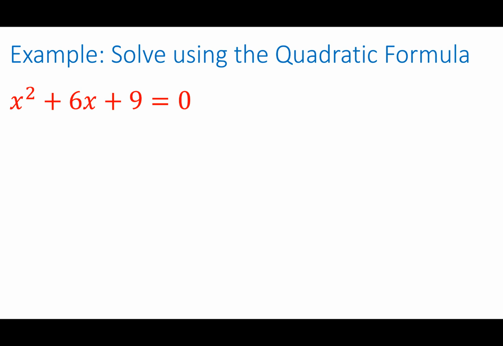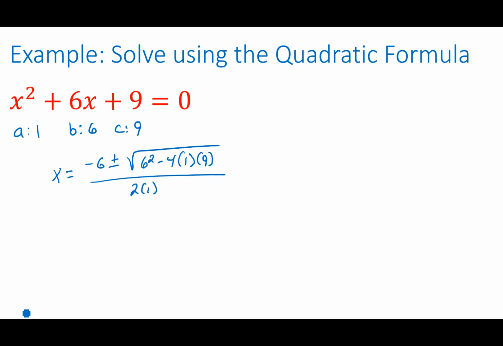Let's do one more. So in this one, I know my A is 1, my B is 6, my C is 9. So X is going to be equal to the opposite of B, so it's negative 6 plus or minus the square root of B squared minus 4 times A times C, all divided by 2 times 1. If I look at my discriminant on its own, I'm going to have 6 squared minus 4 times 1 times 9. When I work all this out, I get 0.